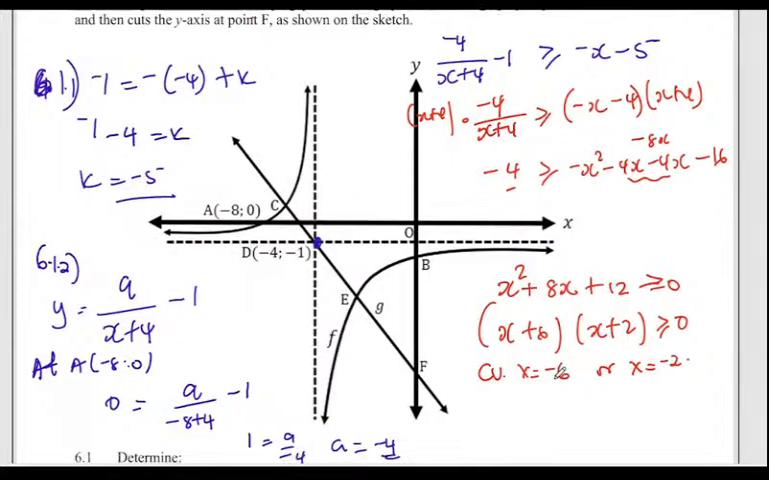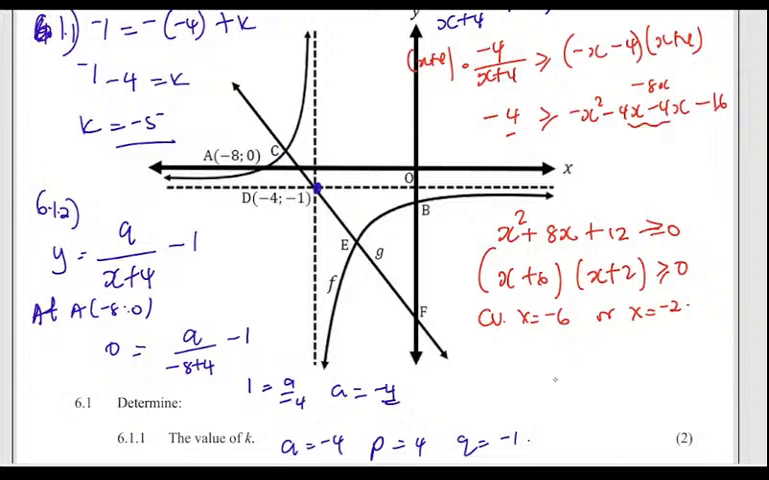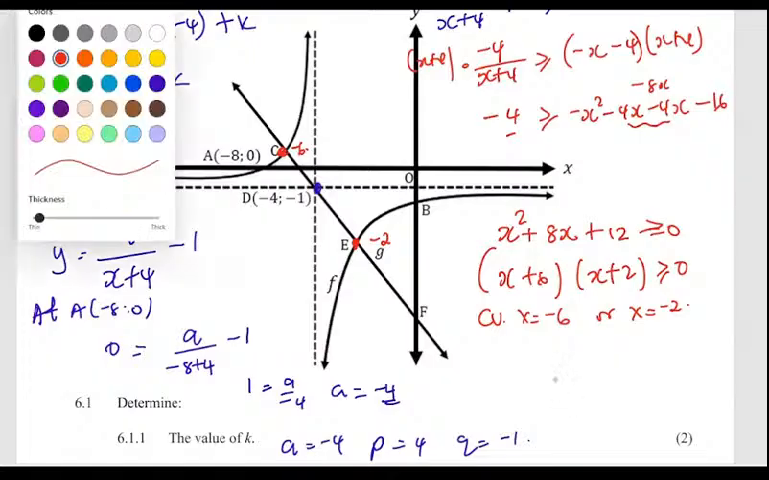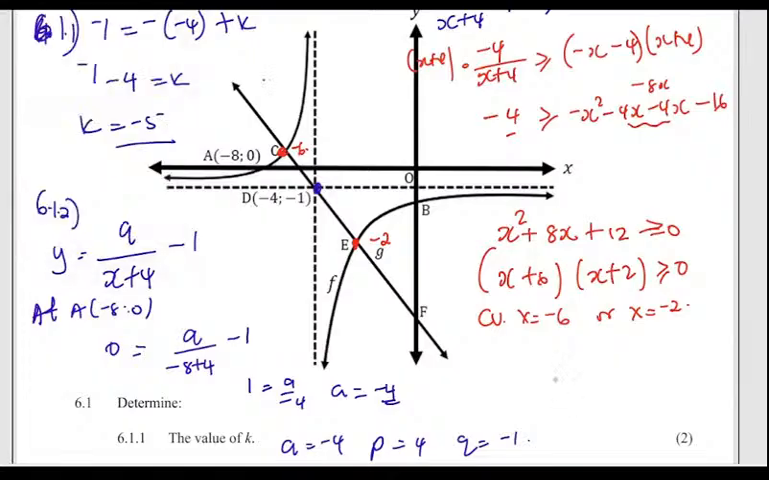Okay, now, if these are the critical values, how do we represent that? So this is going to be negative 2. This is going to be negative 6. Now, for which values of x is the graph of f, okay, f of x greater or equal to g of x? So at this point, f can only be greater to the right-hand side. So x needs to be greater or equal to negative 2.